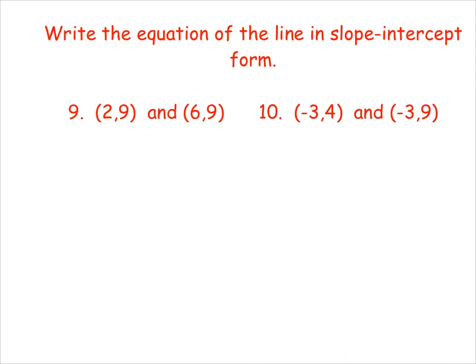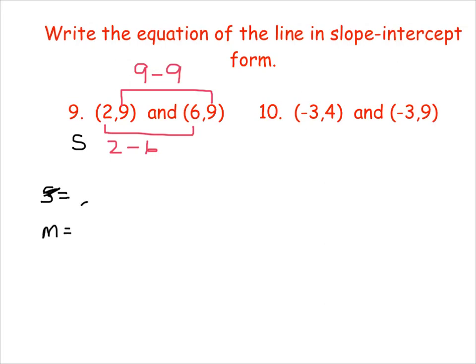All right, go ahead and look at number 9 with me. We're going to do the slope. So I have 9 minus 9, and I have 2 minus 6. So that's going to give me, let's do m, 0 over negative 4. That's a special case. Whenever you get a 0, you need to know that it's a special case.